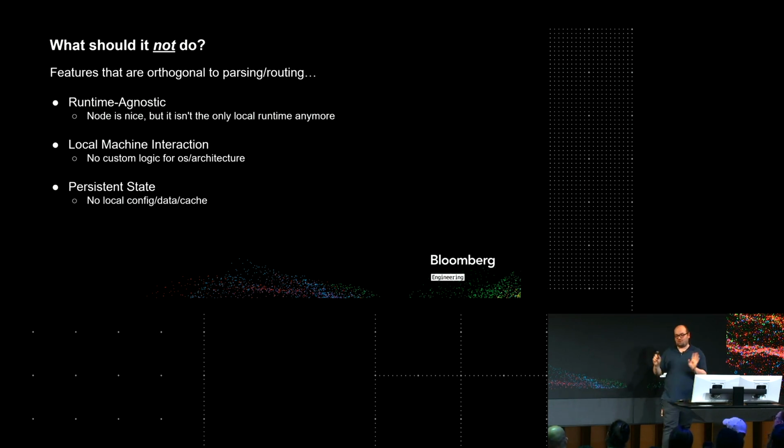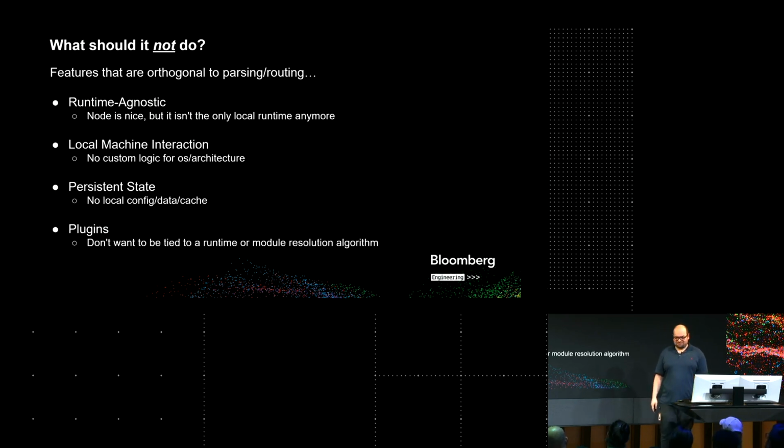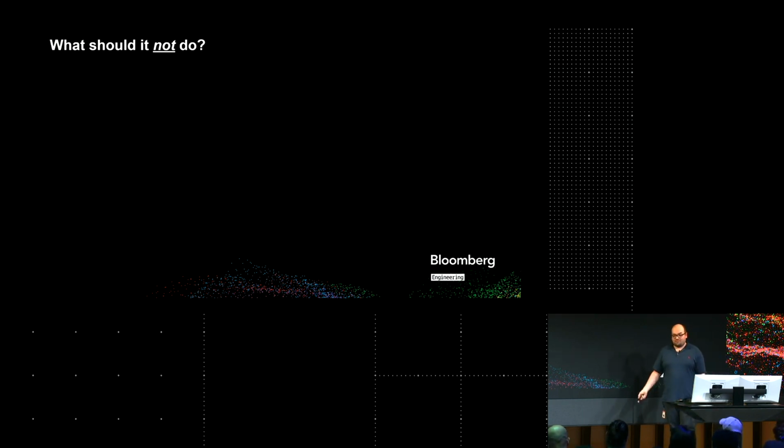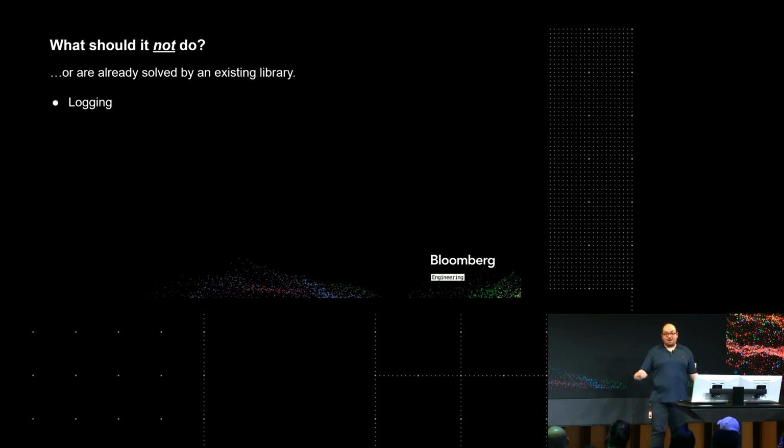That's a good use case, but we're not going to be building that. And we wanted to avoid plugins. We don't want to be tied to a specific runtime or module resolution algorithm. As well, it should not do things that have already been solved. So if you have logging, there are so many different libraries for logging, and who am I to tell you which one is better or how you should do your logging? It basically already exists. We only care about standard out and standard error. You want to put something else in some other logs, some other place, rotate them, anything, that's fine.